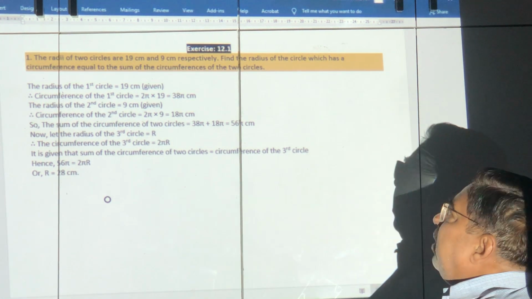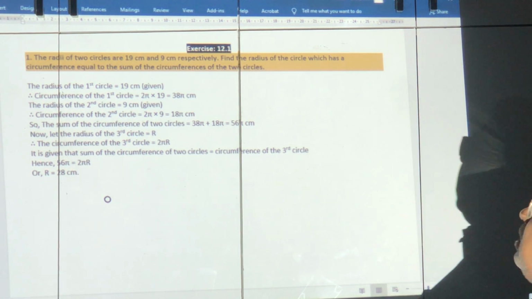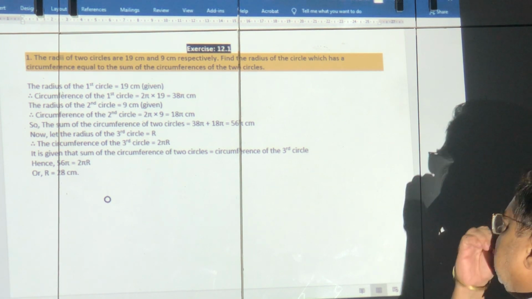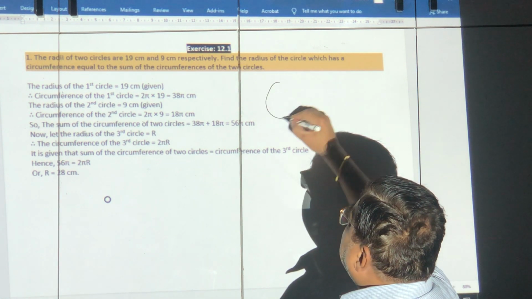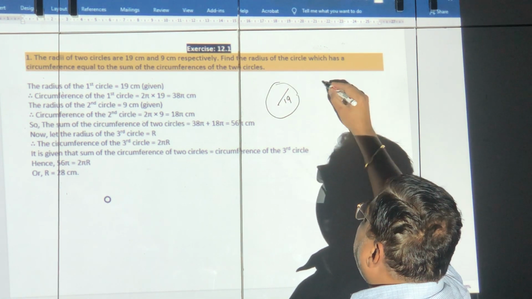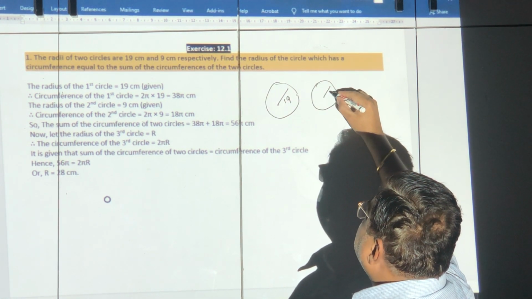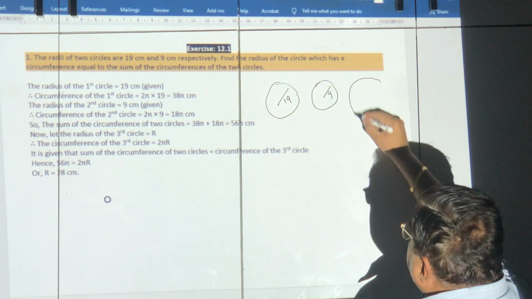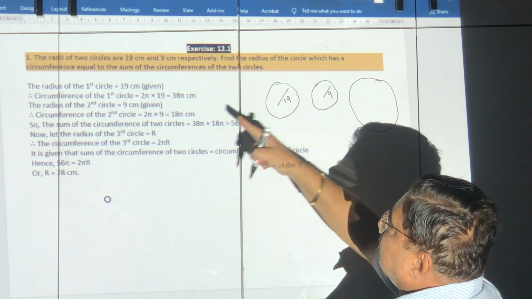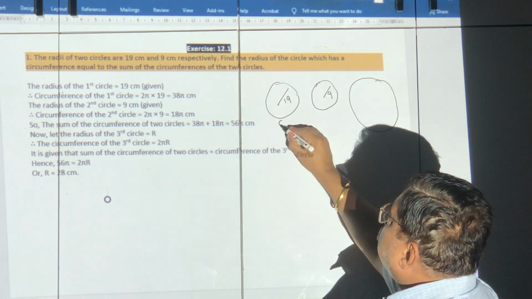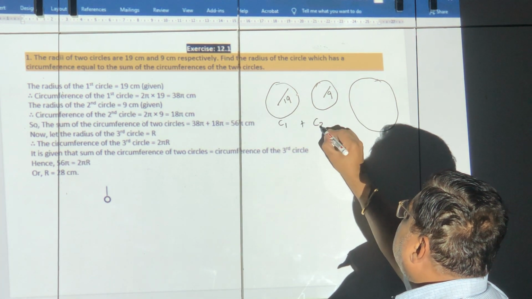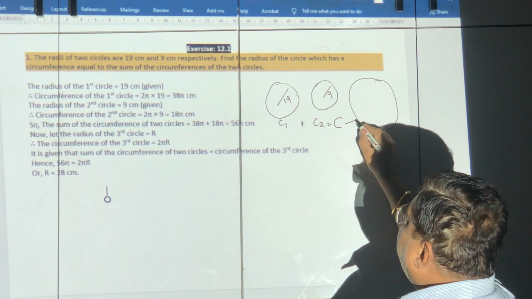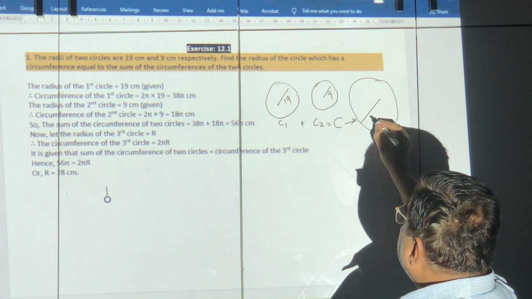Let's go to exercise 12.1. Radii of two circles are given. Find the radius which has a circumference equal. I'm given one circle, radius is 19. I'm given another circle, radius is 9. And I'm now supposed to find the radius of another circle which has circumference equal to the sum. So C1 plus C2, capital C, I'm supposed to now find the radius of this circle.